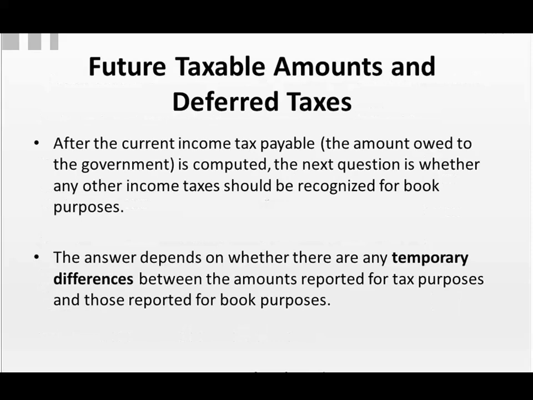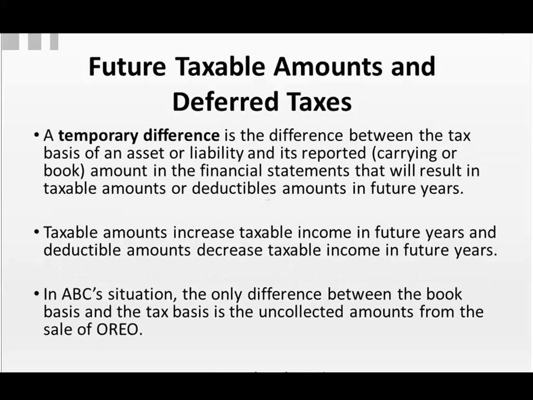After we figure out the current income tax, we have to ask, are there any other taxes to consider? Like what? Like deferred taxes, that we have to recognize currently that have a future impact. So the answer depends on whether there are any temporary differences between what's on the books and what's on the tax return. And in our little baby example, we do. We have that $30,000 difference that is a big difference in 2017, but it's going to turn around in future years. So we call that a temporary difference.